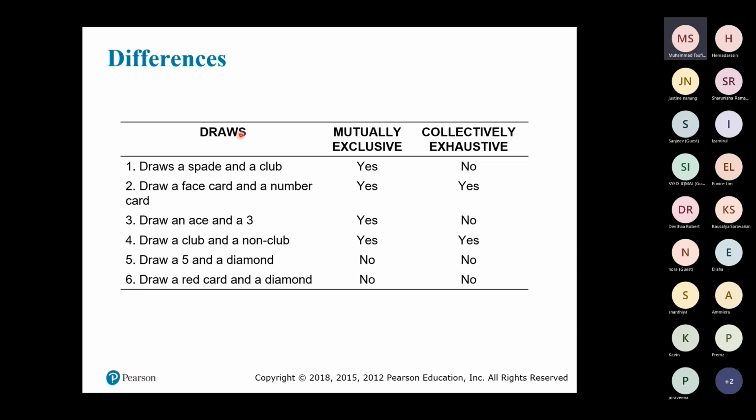All right, is it collectively exhaustive? Yes. Why? Because in the deck you only have two outcomes. You have the number cards, 1 until 10, and then you also have the face cards, J, Q, K. So there are only two possible outcomes if you categorize the cards like that. So when the event is to pull a face card and a number card, then it is collectively exhaustive because all the possible outcomes are listed there in the event, right?